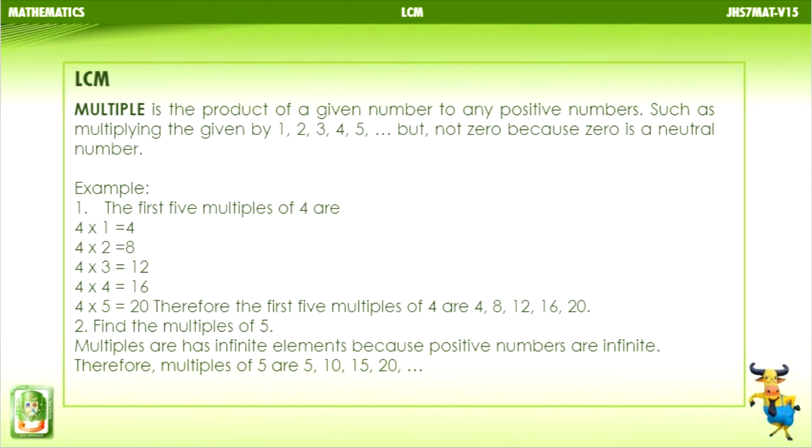2. Find the multiples of 5. Since all multiples of 5 are being asked and we know that the multiples of a certain number are infinite, we will use ellipses to indicate an infinite number of elements. Therefore, multiples of 5 are 5, 10, 15, 20, and many more.